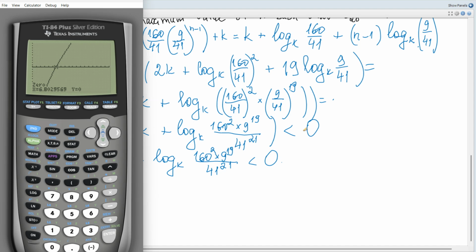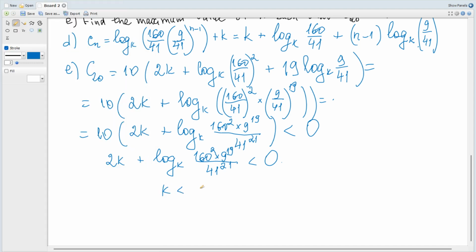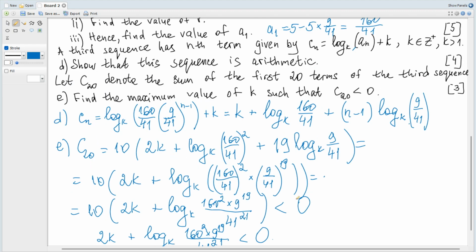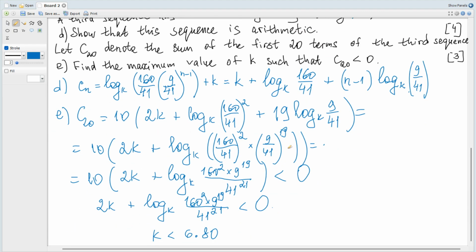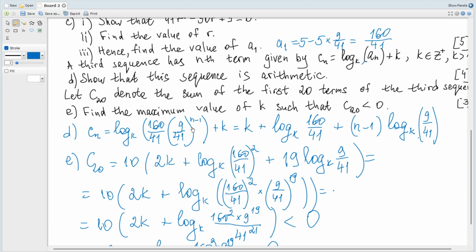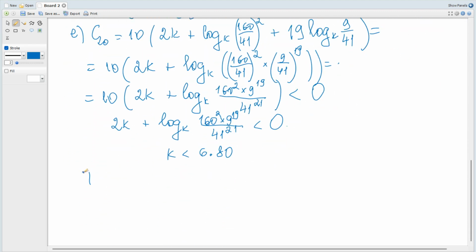So k is less than 6.80 to 3 significant figures. You can see that for smaller x or k values, the value of the function is less than 0 as required, so k is less than 6.80, and since k is a positive integer greater than 1, the maximum value of k is 6. And that's all for this question.